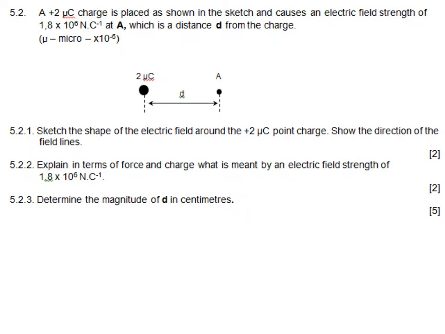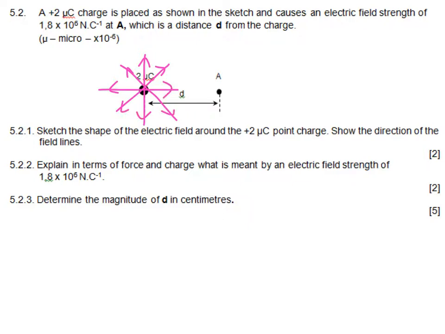We've got a 2 microcoulomb charge placed as shown in the sketch, and it causes an electric field that's given to me at a certain distance. Sketch the shape of the electric field about the 2 microcoulomb charge. You need to use a ruler to make a nice little star, and because it is a positive charge, the arrows need to point outwards.